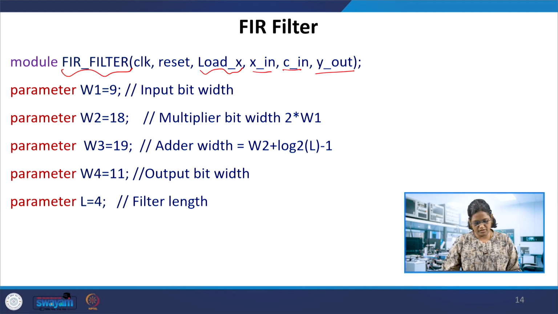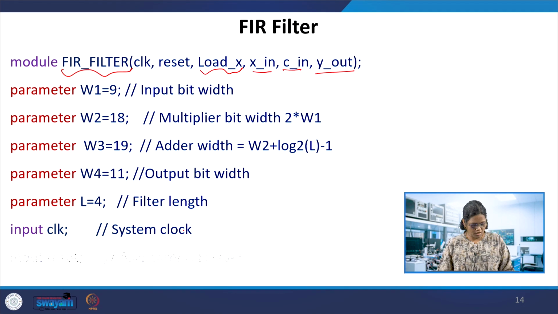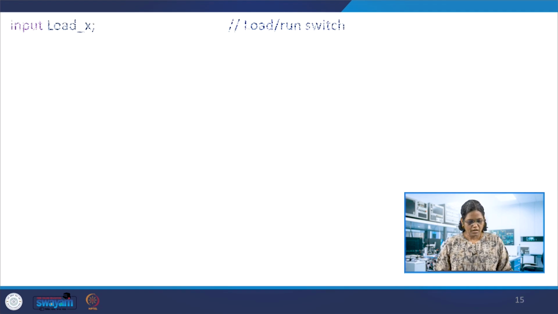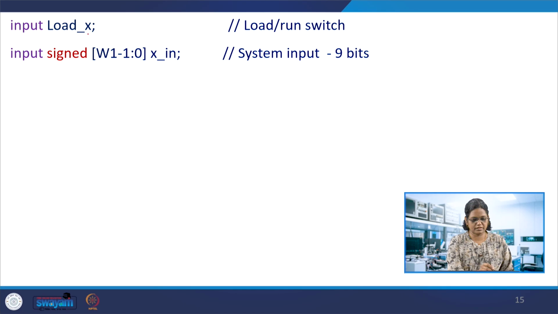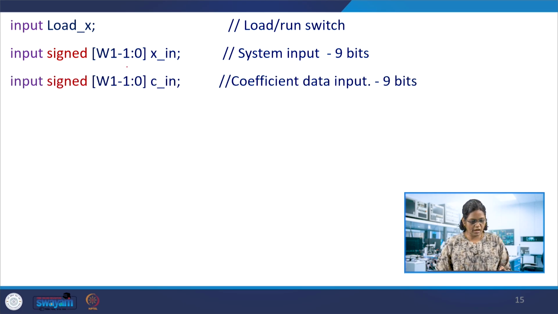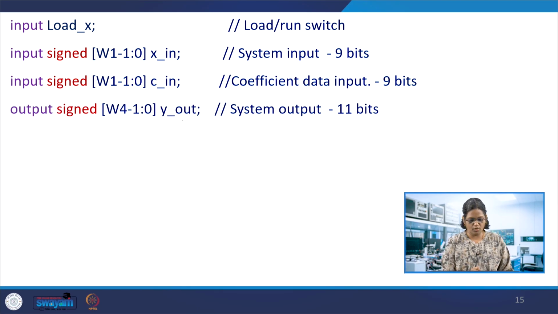So from this, let's take this filter length as L equal to 4, and then input clock, that is the system clock, and input reset. After this, load x decides whether to load the coefficient or do the shift operation for adding and getting the response. So input signed x in, 0 to W1 minus 1, that is going to be 9 bits here, and then the coefficient data input c in also 9 bits, and then y out is 11 bits out of this after adding everything.